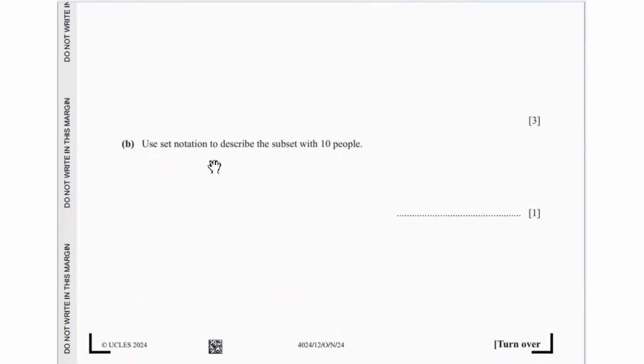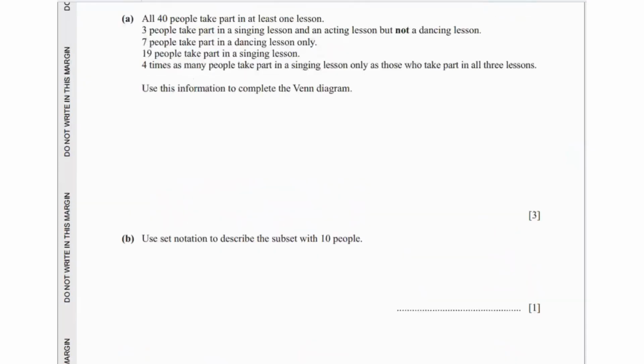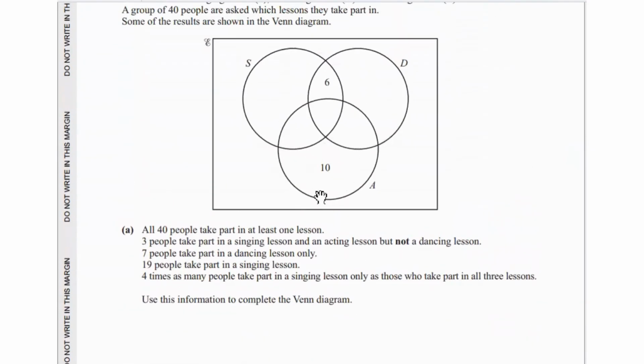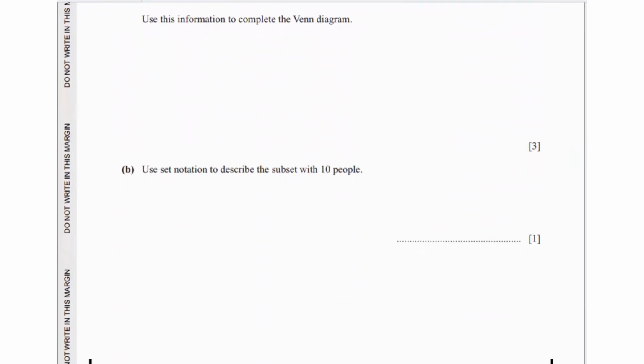Then it says use set notation to describe the subset with 10 people. The subset with 10 people basically means those people who are just taking acting. So we can say that it's basically A intersection S complement intersection D complement. Or another thing we can say is A intersection S union D complement. Both are going to be correct.